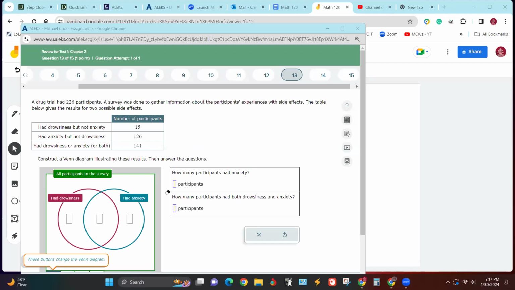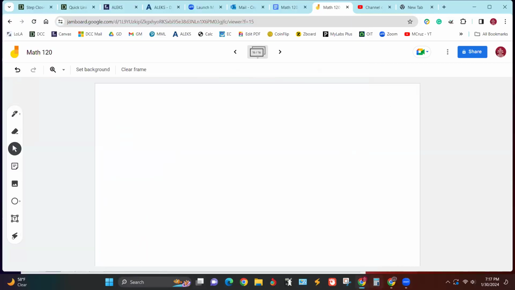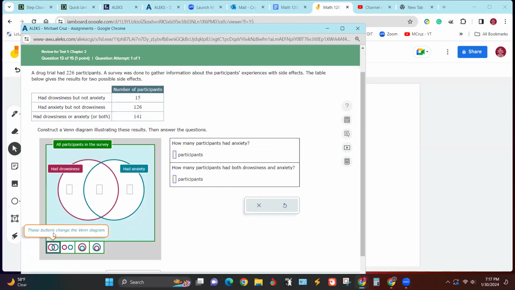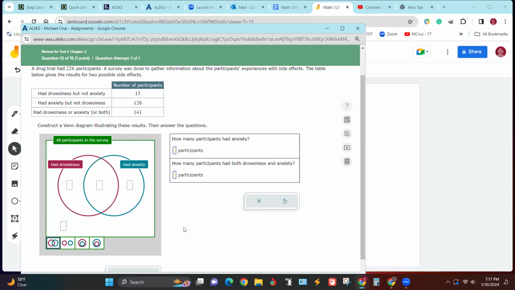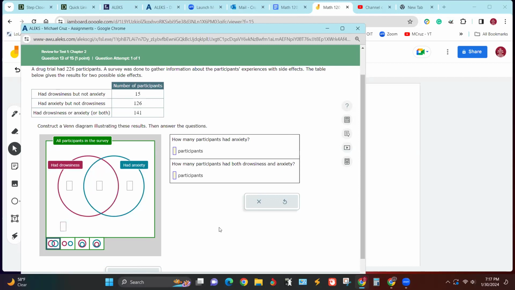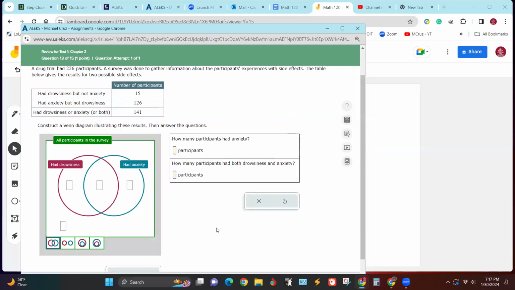So a trial drug had 226 participants. In other words, all of these have to add up, and then we'll see if we need to change this. Because if you end up with one of the regions that's got 0 in it, then that means we've got to go to a new one. I think this one should be all right, but we'll see. So all 4 of these have to add up to 226 when we're done.